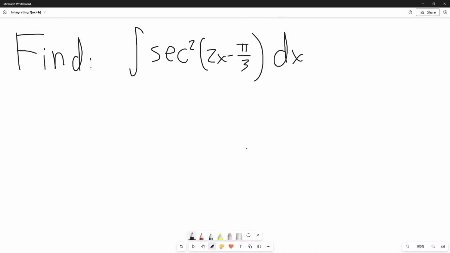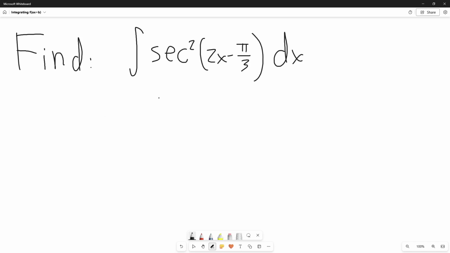Now, let's do another practice problem. If you think you can do this one, then pause the video and do it. This one says to find the integral of secant squared of 2x minus pi over 3 with respect to x. So, in this problem, our function is going to be secant squared, and our a is going to be 2, our b is going to be pi over 3, so ax plus b is 2x minus pi over 3.